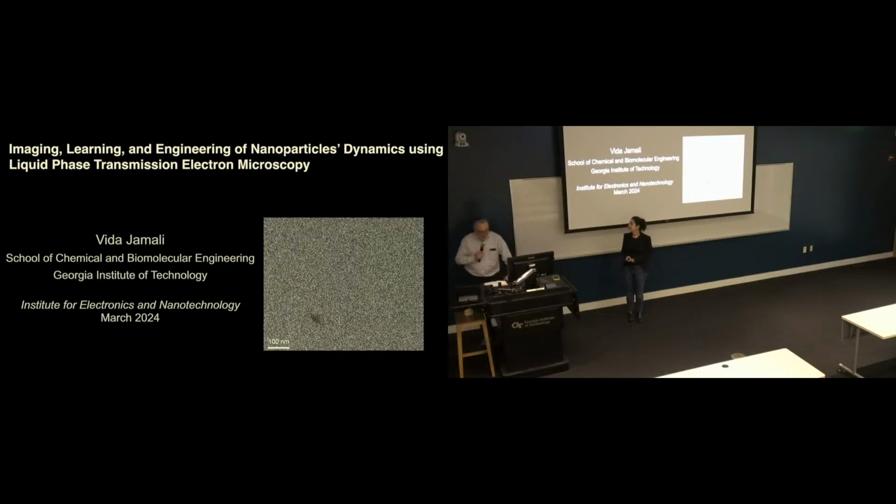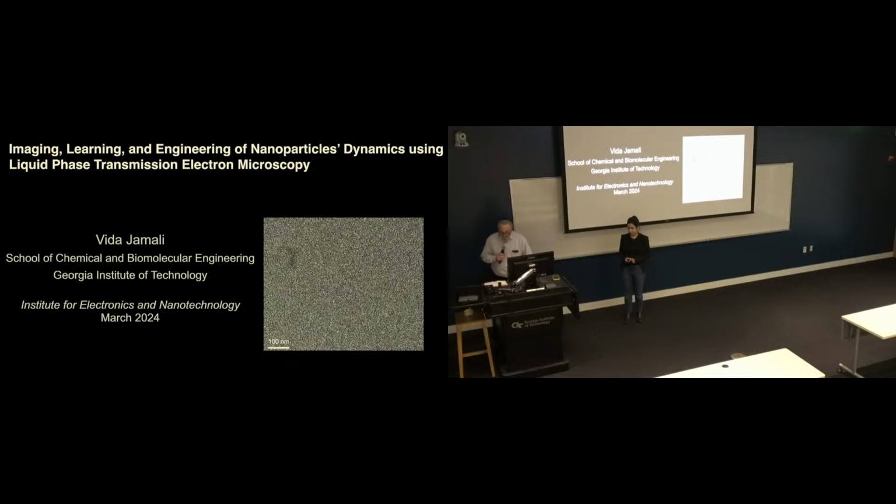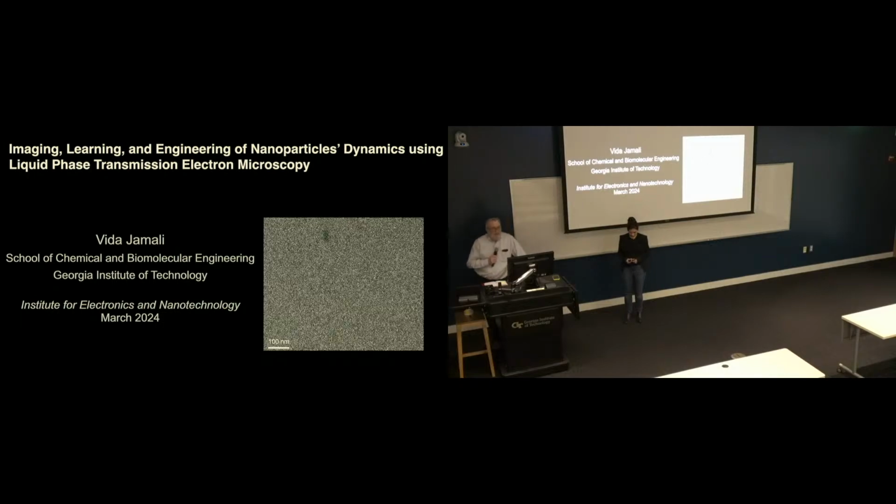All right, so it's a real pleasure to have with us today Professor Vida Jamali from the School of Chemical and Biomolecular Engineering. Vida got her bachelor's degree in chemical engineering from Sharif University of Technology, then her PhD in chemical and biomolecular engineering from Rice, and then did a postdoc in chemistry at UC Berkeley. She came to Georgia Tech, where she's currently an assistant professor, in 2022. She's won a number of awards, most recently an NSF Career Award just this year, and an ACS Petroleum Research Fund Doctoral New Investigator Award last year. And with that, I will turn it over to Vida.